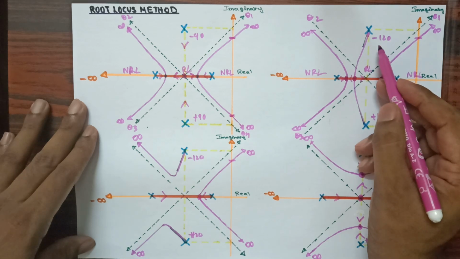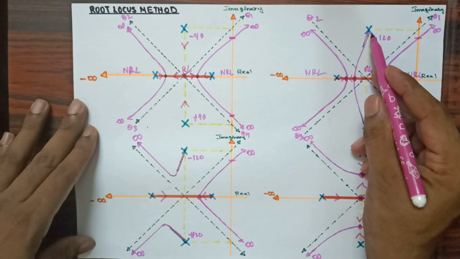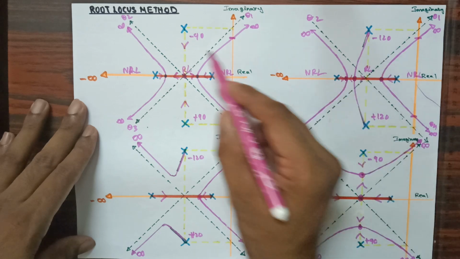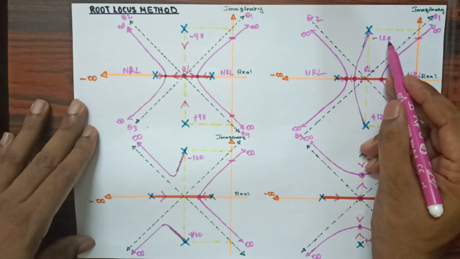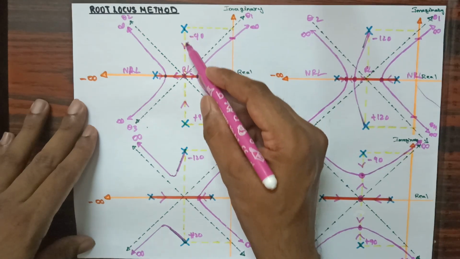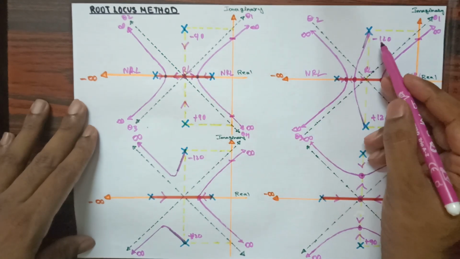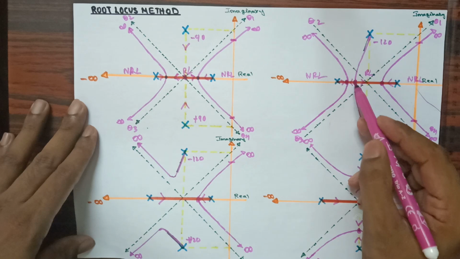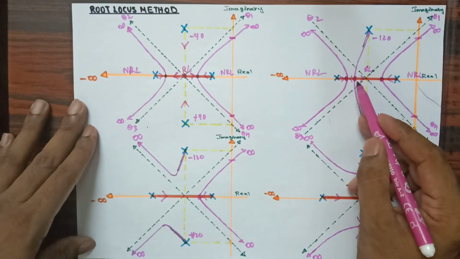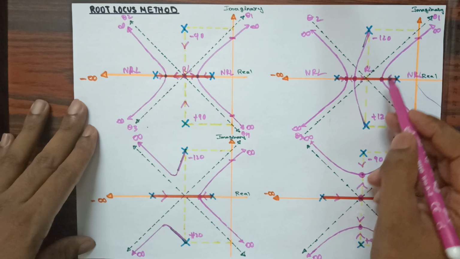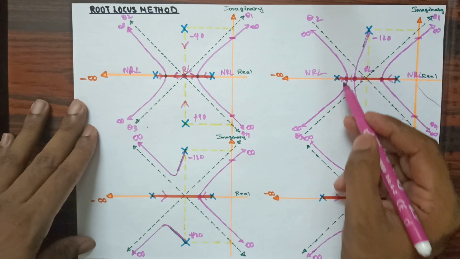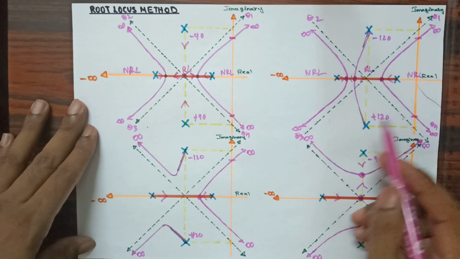See, in this example I have just changed the angle of departure. In this I have considered minus 90, in this I have considered minus 120. In this the pole has moved in this direction, and in this the pole has moved in this direction. Now they have met, and then finally they moved in this direction and in this direction, and they approach an infinite destination. So this is the root locus.